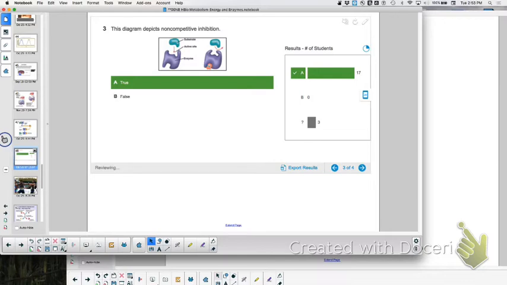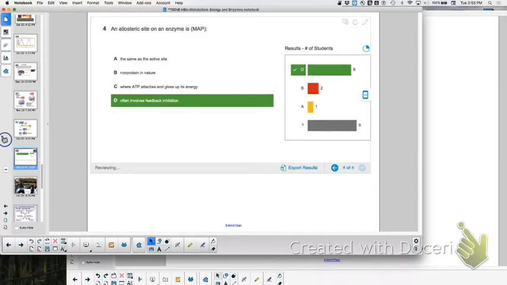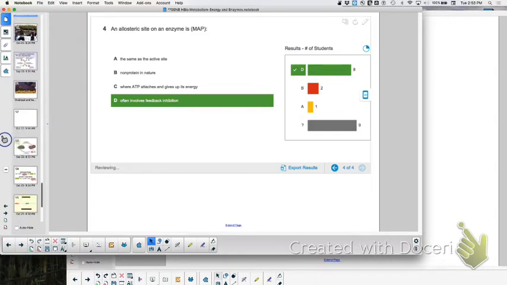Yay! Those that answered it, yay. The allosteric site is the same as the active site? No, it's not the same. Non-protein? No, it's still protein. No, it often involves feedback inhibition. We just went over that. Okay, and let's see.